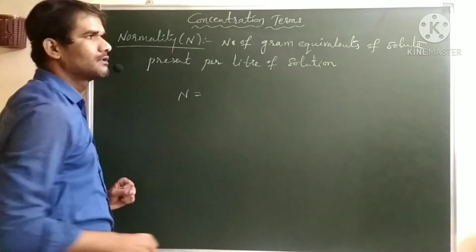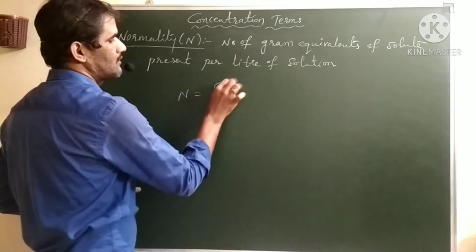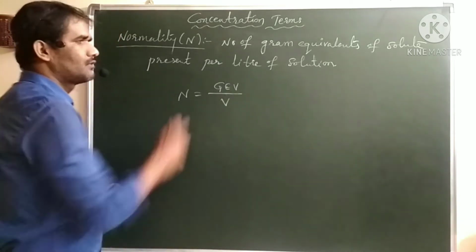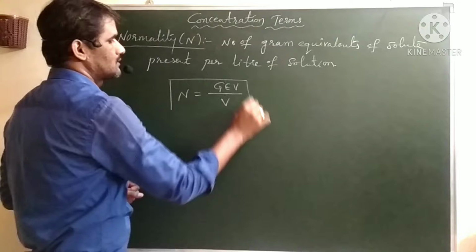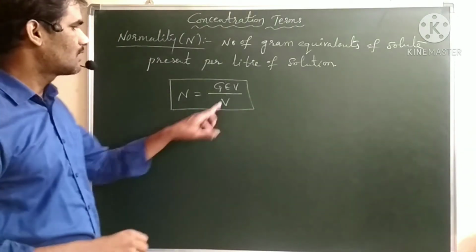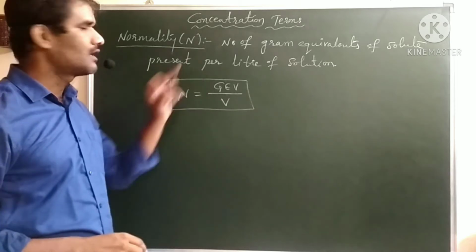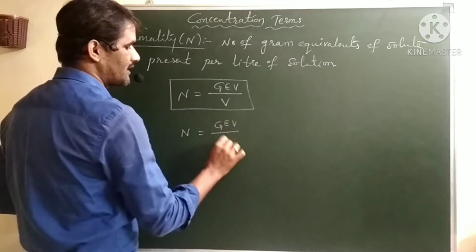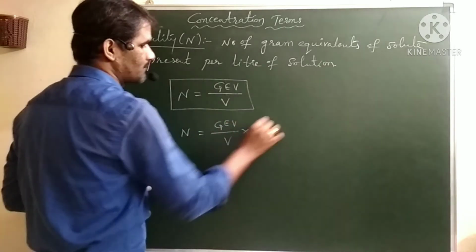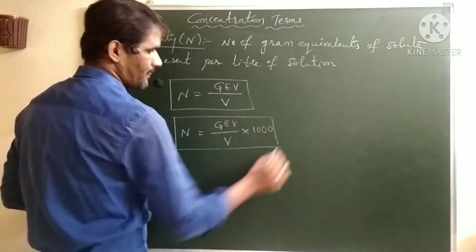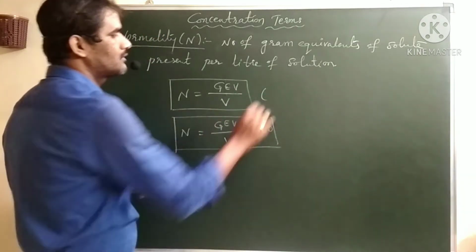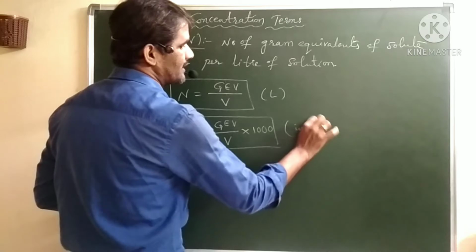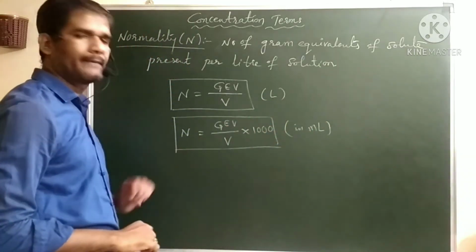Normality is equal to the number of gram equivalents, which we can write as GeV, by volume. So the volume of solution here is per liter. So N is equal to gram equivalents by V, if you take volume in 1 liter. If you take volume in milliliters, then as with molarity, it is gram equivalents by volume into 1000. This is the formula if you take volume in liters, and this is the formula if you take volume in milliliters. One is in liters and one is in milliliters.